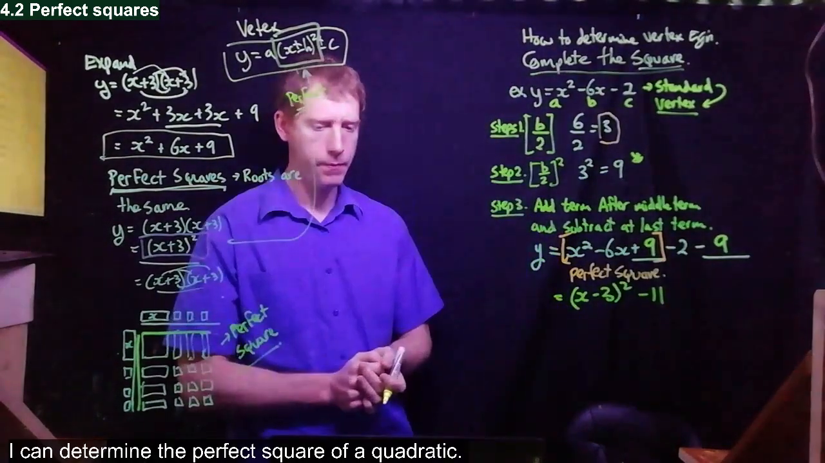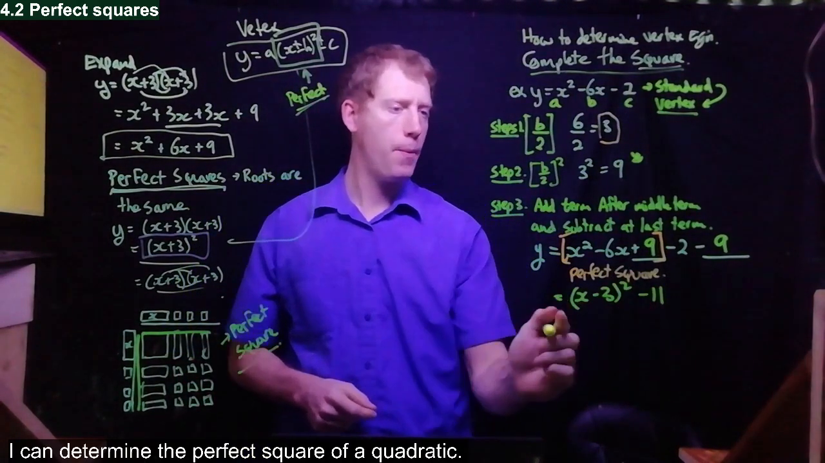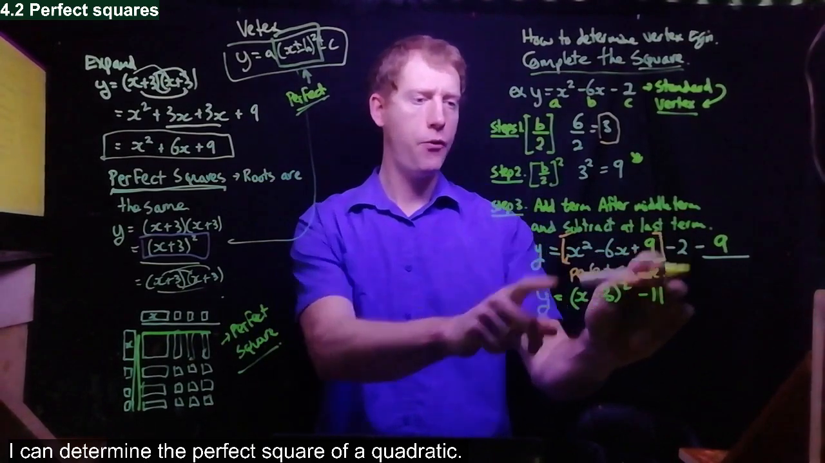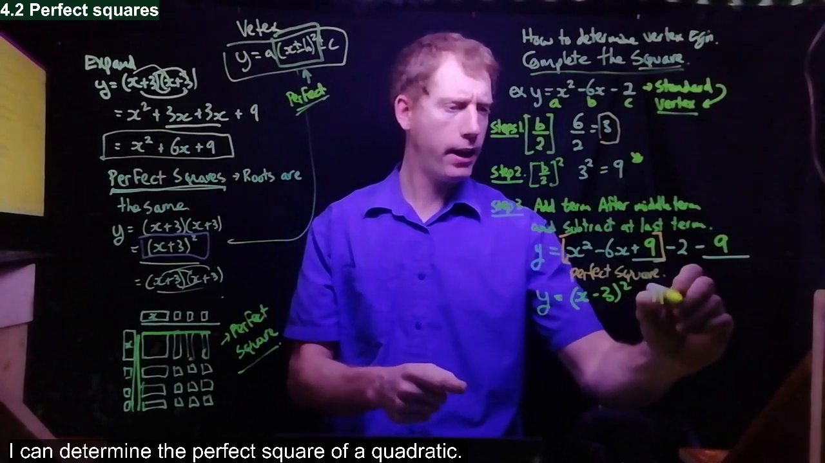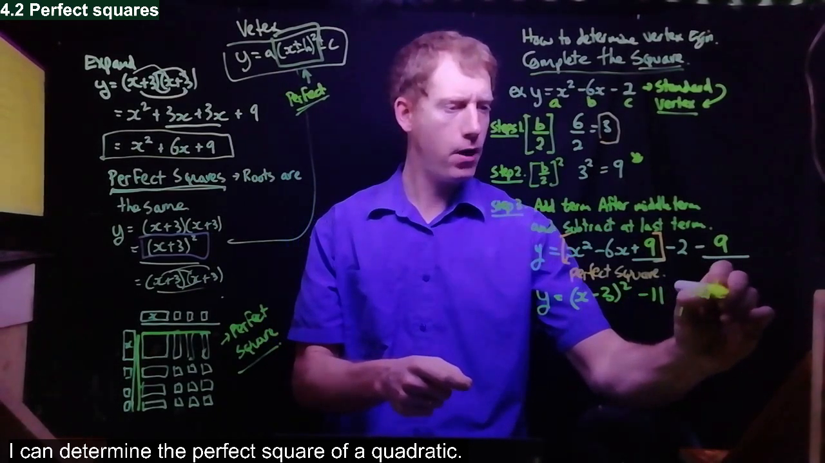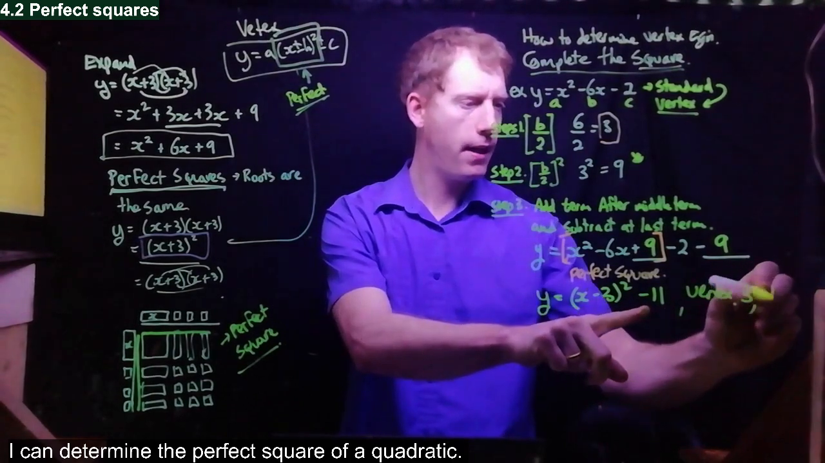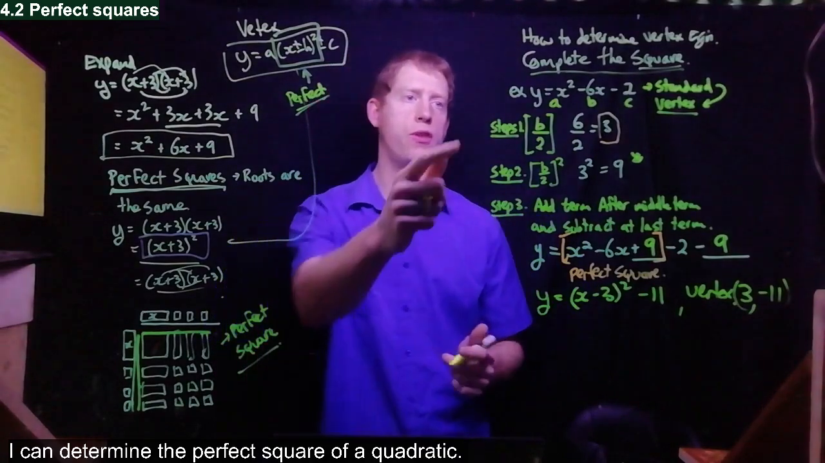There we go. So if we do that, we now have the vertex form. This equation, from standard form, we can get into vertex form, and now I can know my vertex. My vertex is going to be equal to, the x value is going to be 3, and the y value is going to be negative 11. Very useful.